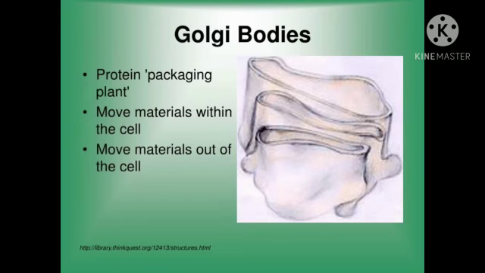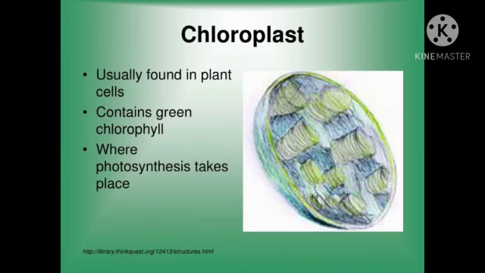Next, we are going to see Golgi bodies. It is the protein packaging plant. We will call it the packaging plant. It moves material within the cell. It moves material out of the cell. Next, we are going to see chloroplast. You know very well, it is usually found in plant cells only. It contains green chlorophyll where photosynthesis takes place.